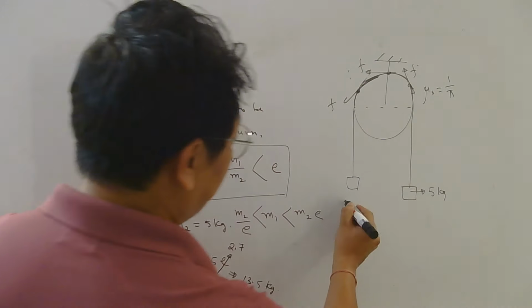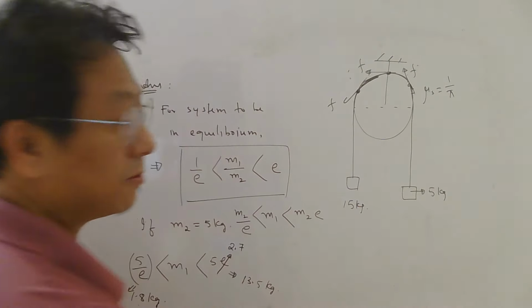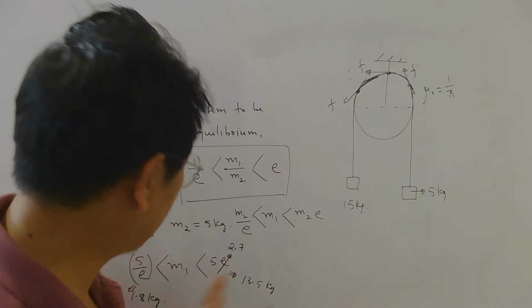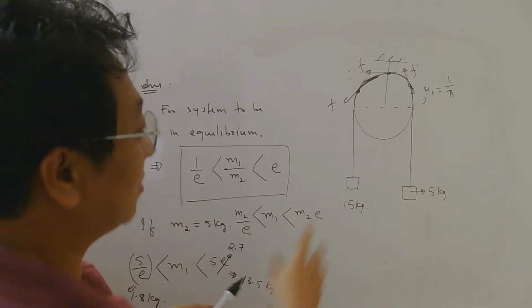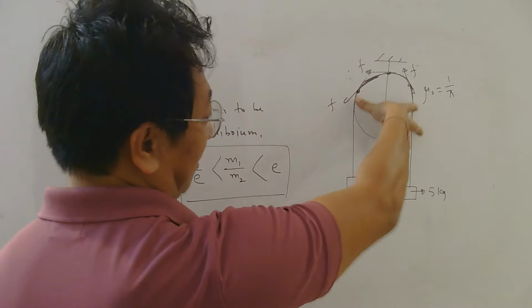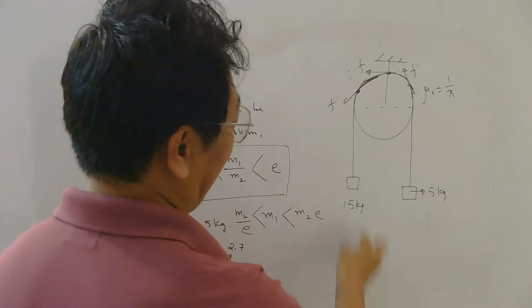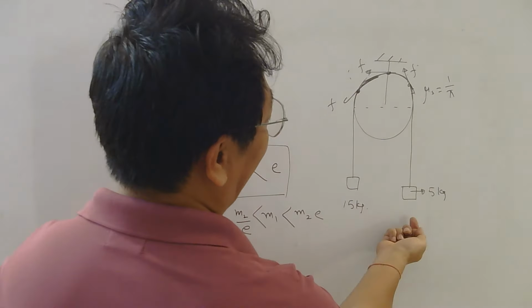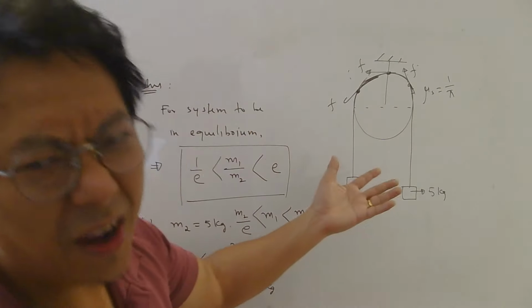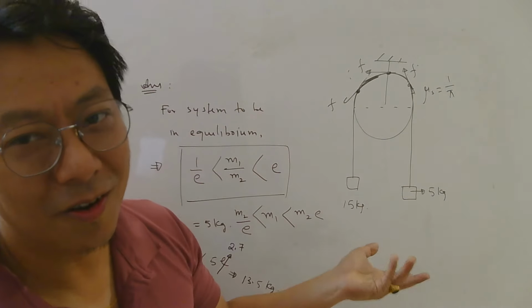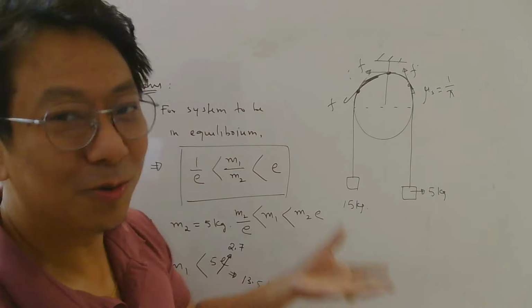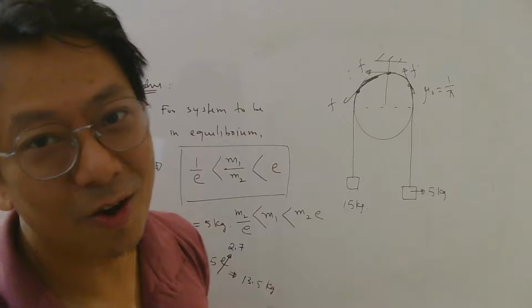Now what if this was 15 kg? Will the system be at rest? No, because 15 kg is outside this range. So now the system will accelerate this way. This block will accelerate downwards and this block will accelerate upwards. You can find the acceleration using Newton's law. You can give it a try. If you want me to do that part also, let me know in the comment section.